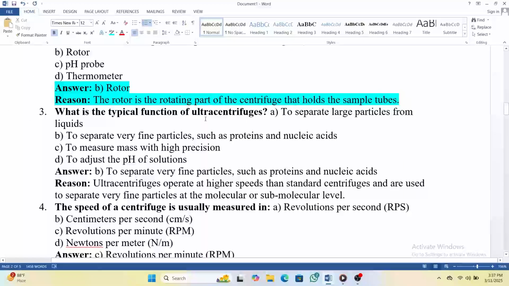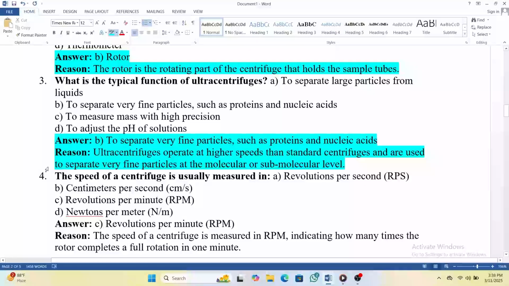3. What is the typical function of ultracentrifuges? A. To separate large particles from liquids. B. To separate very fine particles, such as proteins and nucleic acids. C. To measure mass with high precision. D. To adjust the pH of solutions. Answer. B. To separate very fine particles, such as proteins and nucleic acids. Reason. Ultracentrifuges operate at higher speeds than standard centrifuges and are used to separate very fine particles at the molecular or submolecular level.